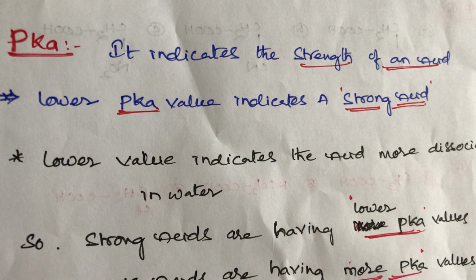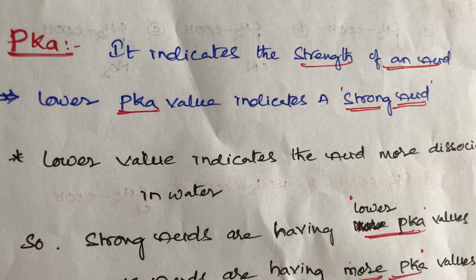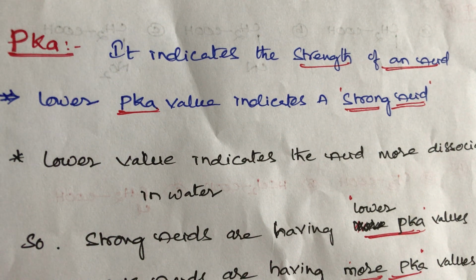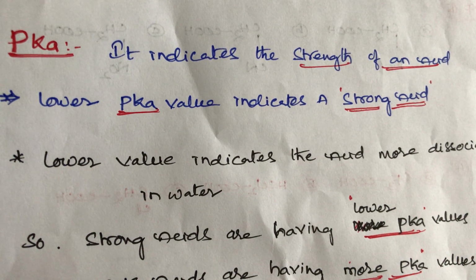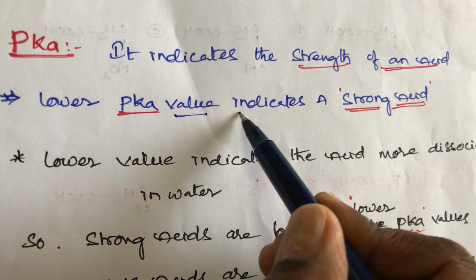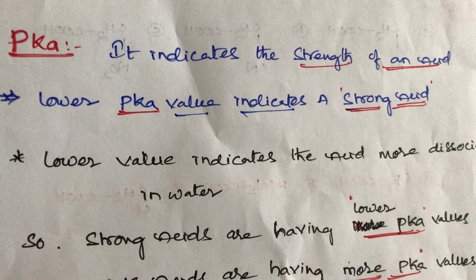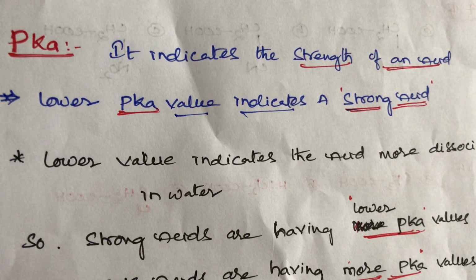Hello students, now the very most important topic, that is pKa. What is pKa? pKa indicates the strength of an acid. And one more thing, next point: a lower pKa value indicates a strong acid.